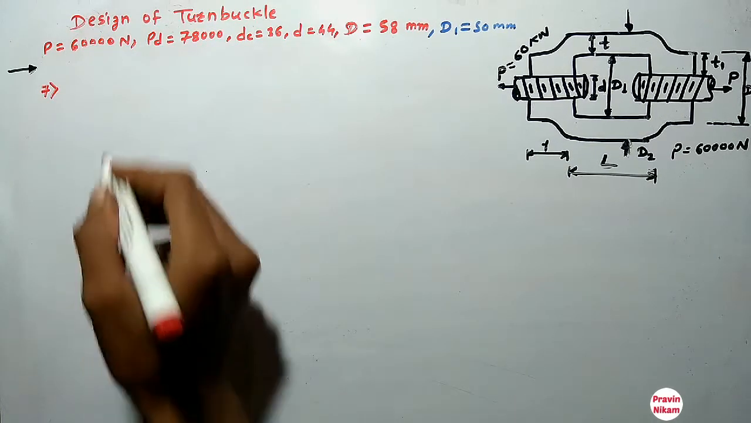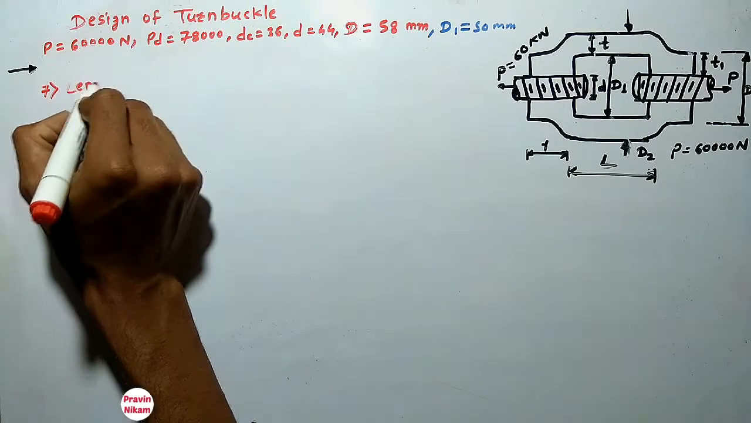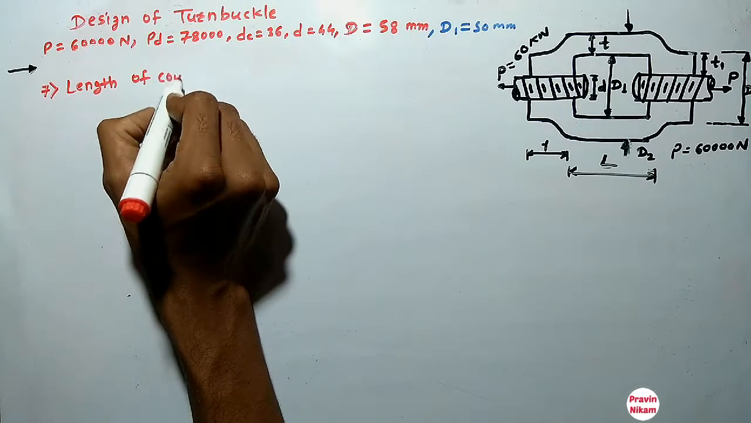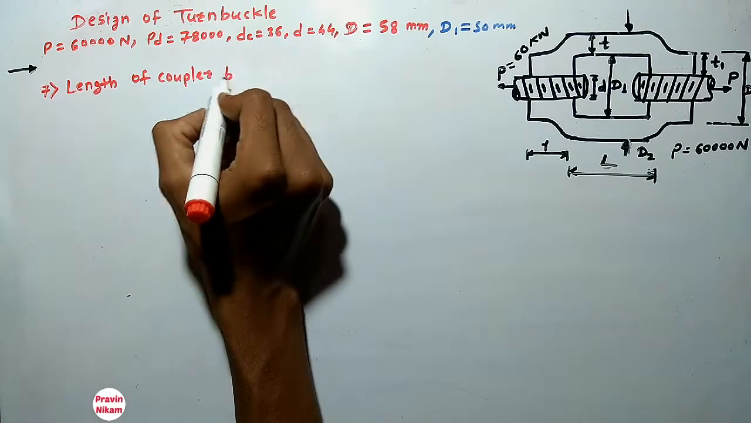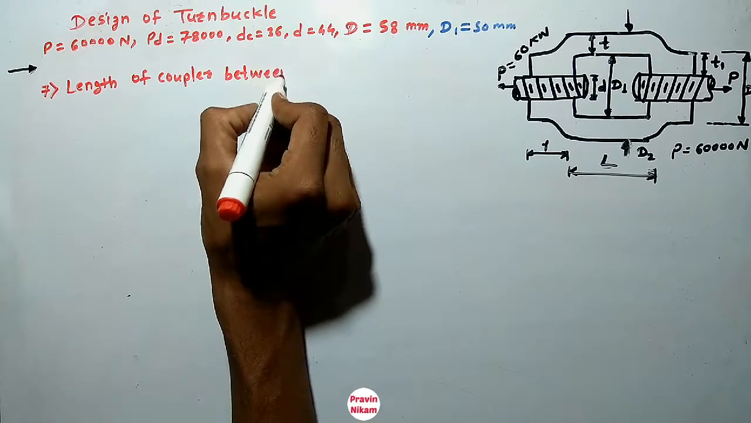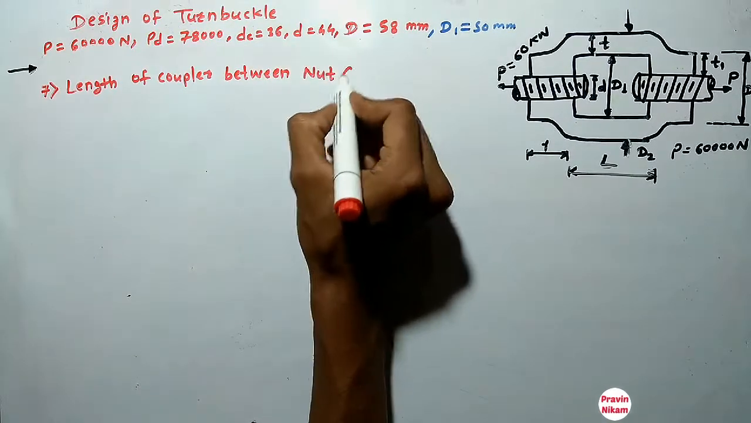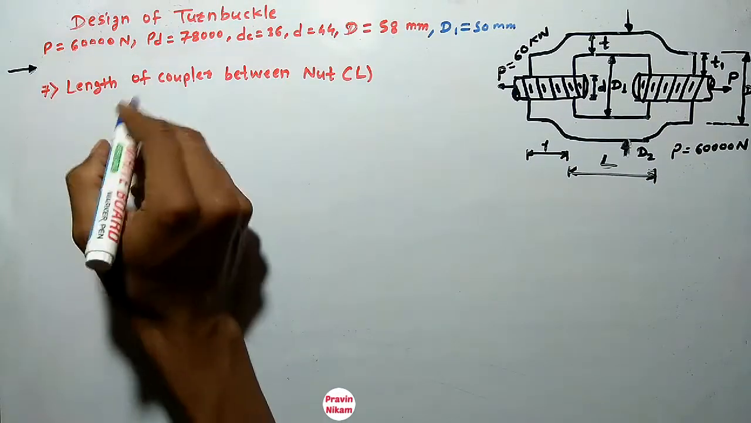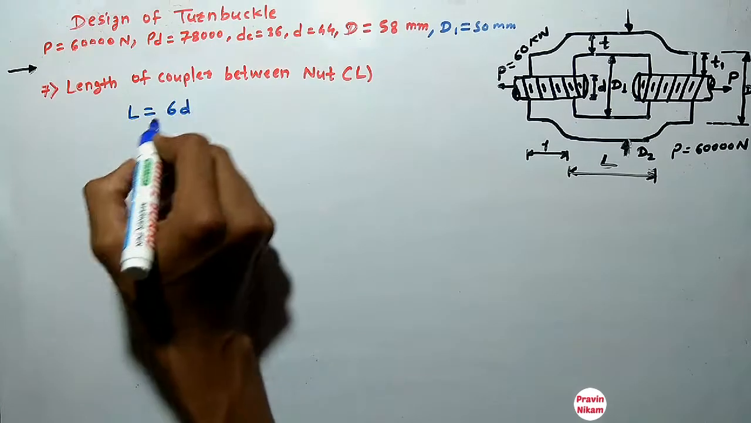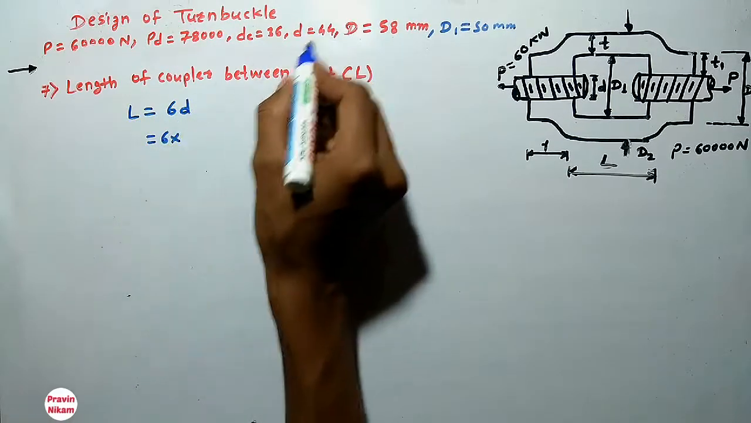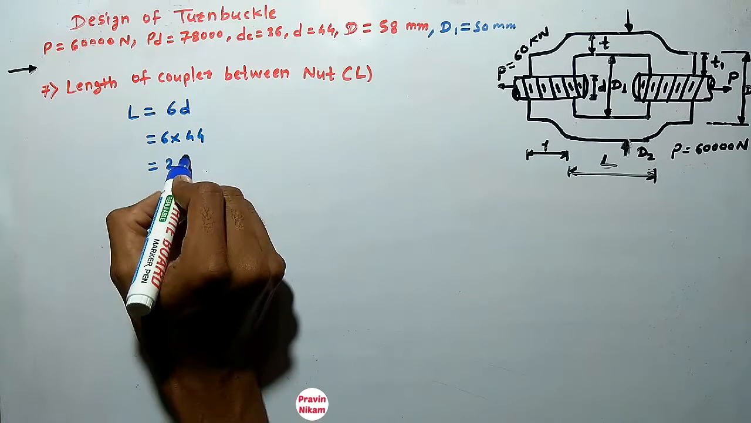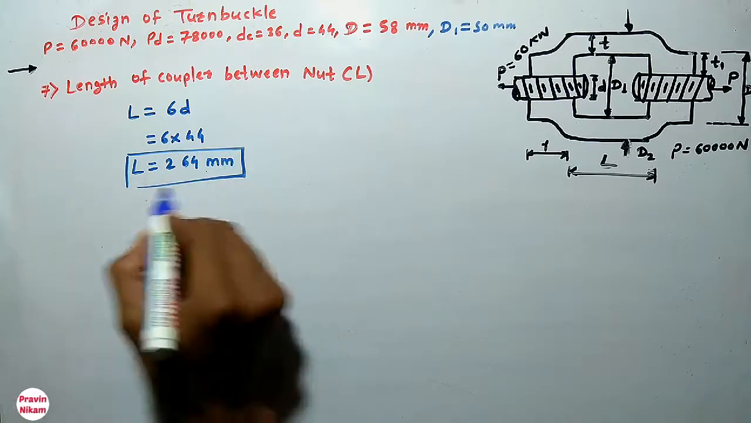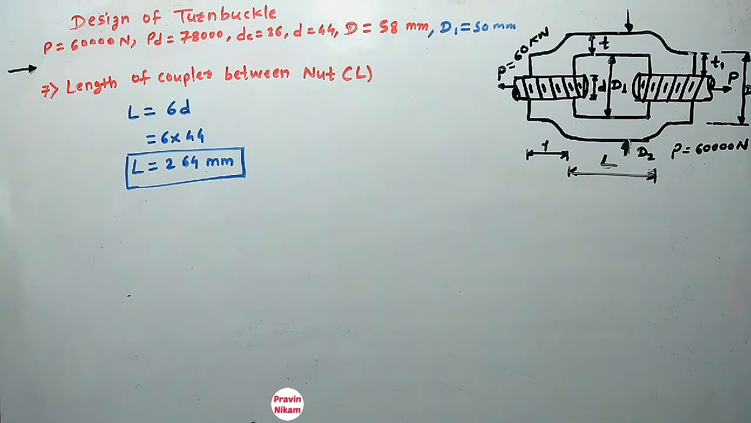Now the next, seventh dimension is length of coupler. Length of coupler between nuts, that is capital L. This is capital L. For that, an empirical relation is there. Capital L is equal to 6 into d. So 6 into small d, which is 44, so 264 mm. 264 mm is the length between coupler nuts.